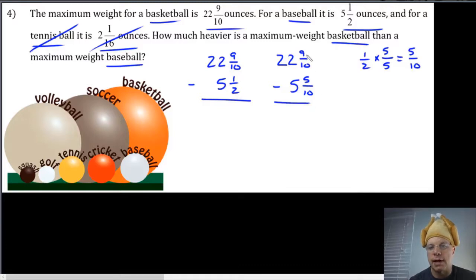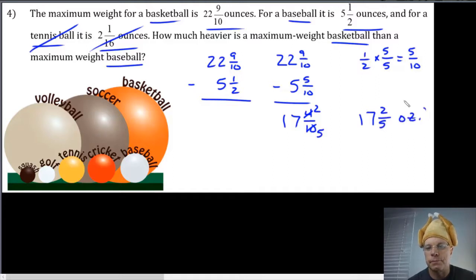Now I can subtract. I can subtract 5/10 from 9/10. I get a difference of 4/10. And I can subtract 5 wholes from 22 wholes. They're like terms. I get 17 wholes. 4/10 can be simplified. There's a common factor of 2 there. 4 divided by 2 is 2. 10 divided by 2 is 5. So our final answer is 17 2/5 ounces.